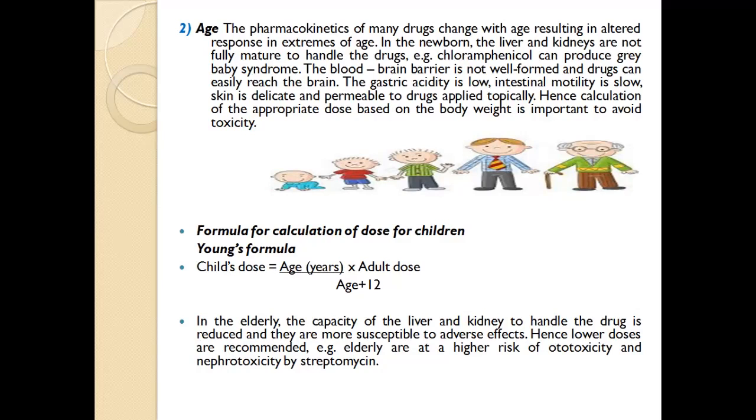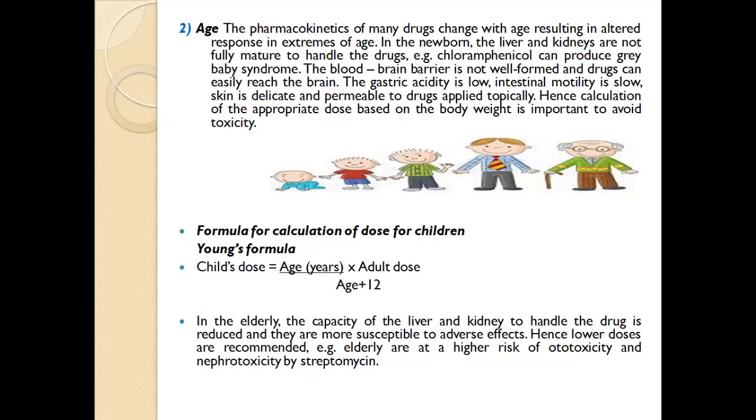So, therefore, in children, it is very important to calculate the dose of the drug according to the age of the child and the weight of the child. The formula for calculation of dose for children is Young's formula. Remember this formula. Child dose is equal to the present age of the child in years, divided by age plus 12, into adult dose.